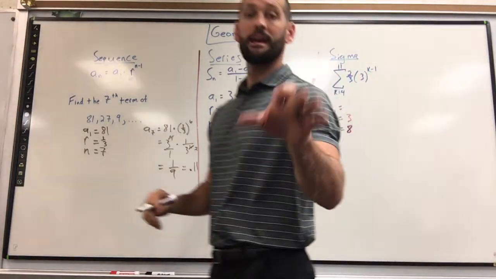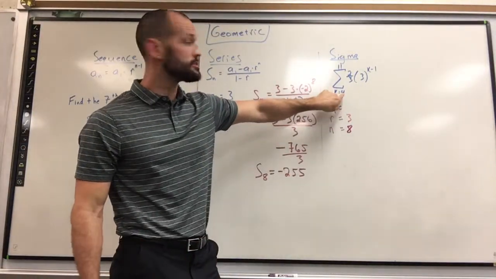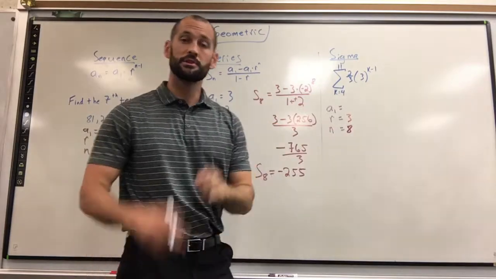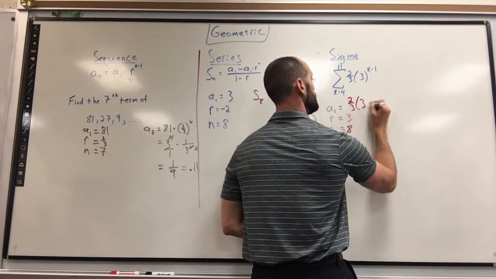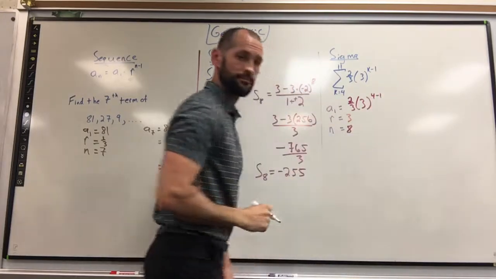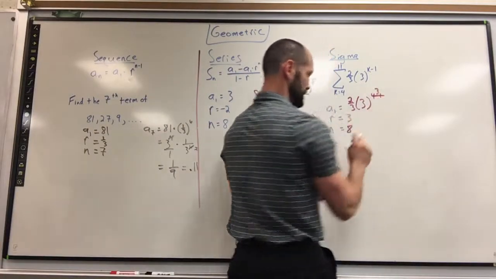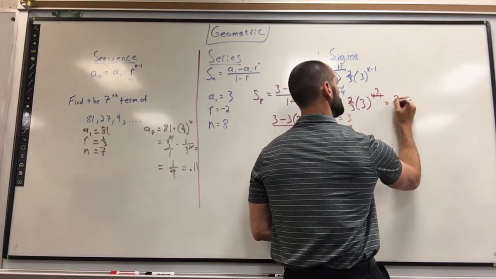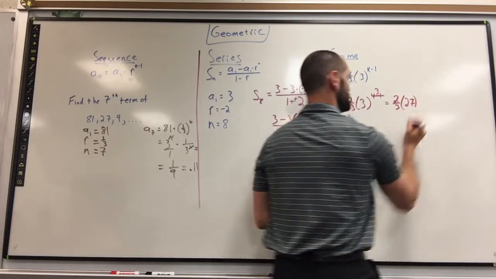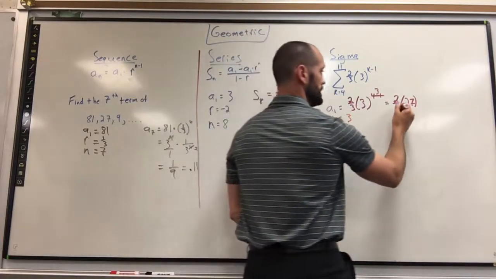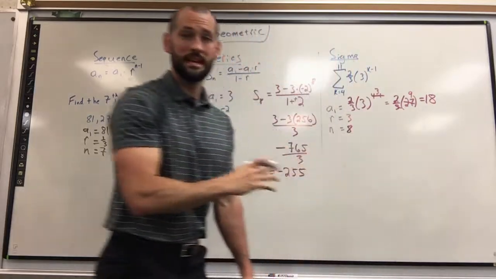All right, a sub 1, careful. A sub 1's my first term. Well, where are you first starting? You're starting where k is 4. So to find a sub 1, I have to take my function here and plug 4 in. With me? 4 minus 1 will give me 3. So I'm going to get 2/3 times 27. Cancel, cancel. My a sub 1 is 18.